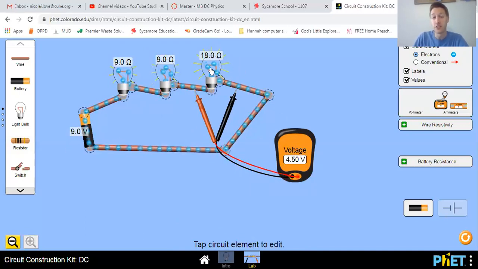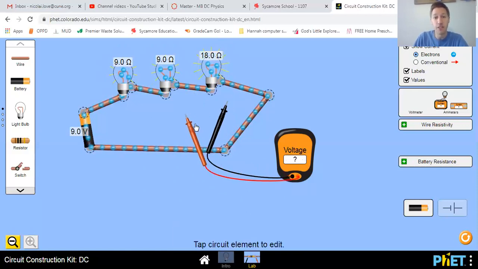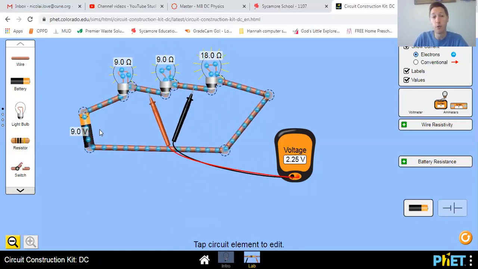Since this represents half of the total resistance as we go through the whole circuit, I spend half my voltage. These ones here now, this is 9 out of 36. It's going to spend 1/4. It's 1/4 of the resistance. So I'm going to spend 1/4 of 9 volts going to that one.